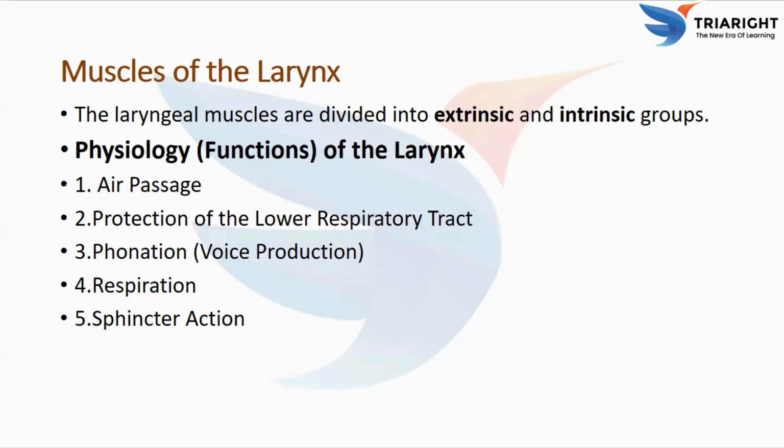So how does the nerve supply take place? It's the recurrent laryngeal nerve, a branch of the vagus nerve. It supplies all the intrinsic muscles except the cricothyroid. The cricothyroid is supplied through the external branch of the superior laryngeal nerve, and the internal branch of the superior laryngeal nerve also supplies the larynx.